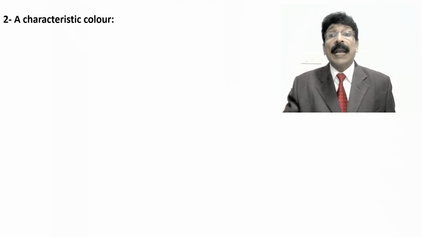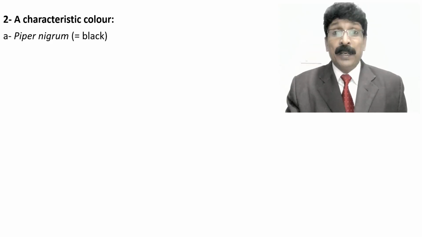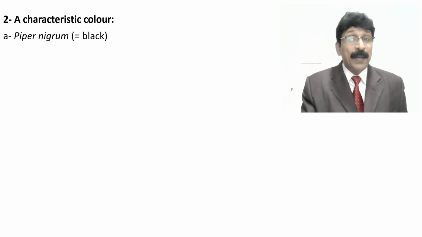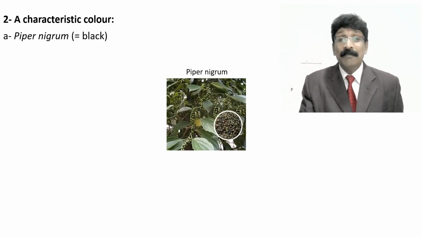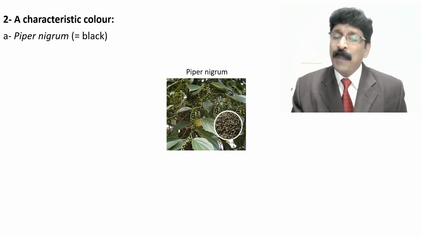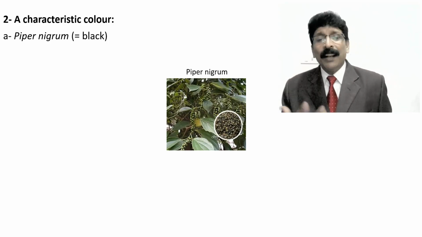Second one, by characteristic color. Everybody knows black pepper, that is Piper nigrum. Nigrum means black. The species name nigrum is given for the color of the species.